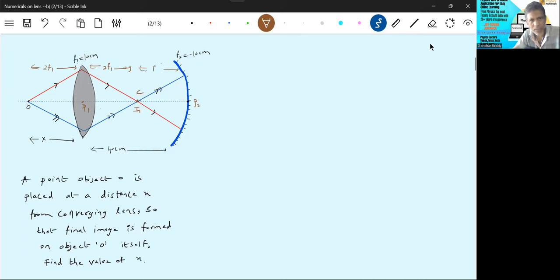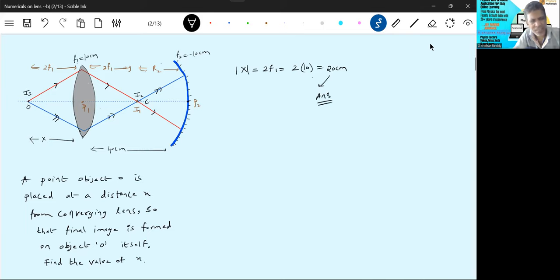So what do we expect now? If image I1 is formed at the center of curvature, then the image I2 will be formed there only. Then if the object is at I2, the final image will be here. So what should be the value of x? 2f1. We are calculating only the magnitude. Okay, this should be your answer.